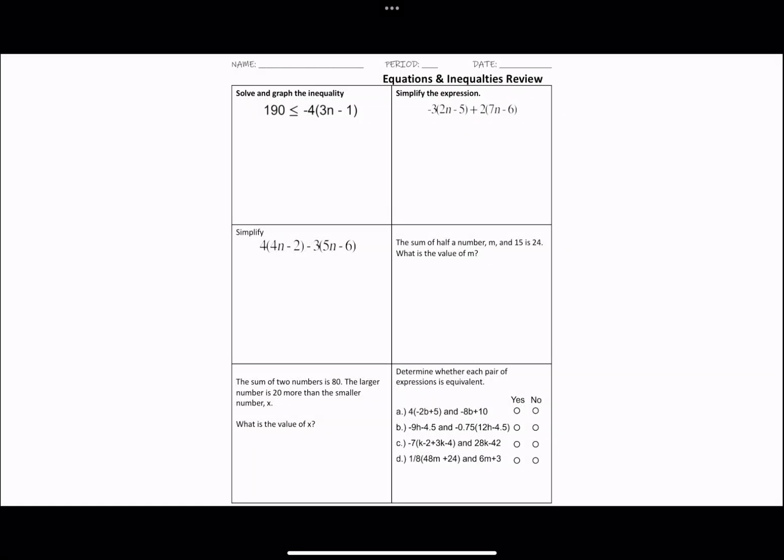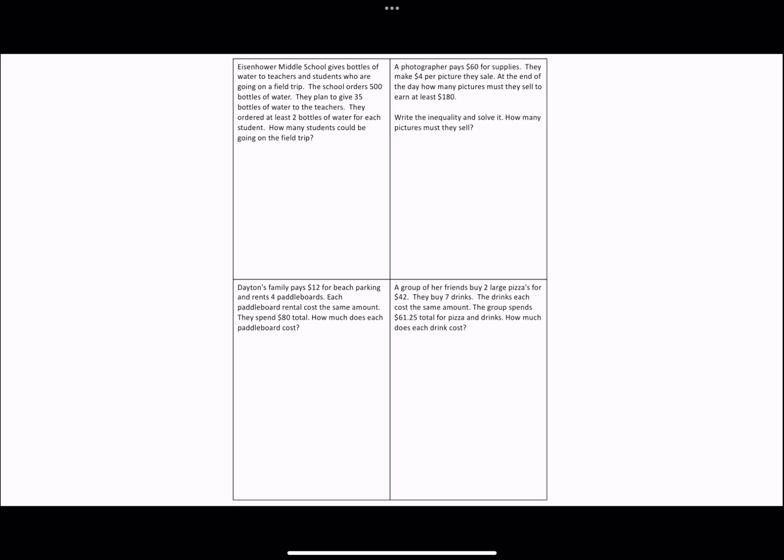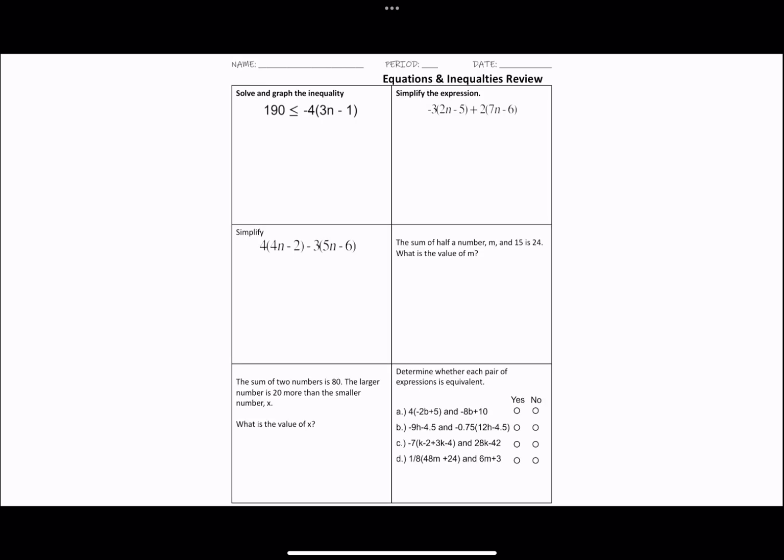All right, so here's the review for a test that we'll be taking soon. We're going to review solving, graphing inequalities, simplifying expressions, so on and so forth, just throughout this review, including some word problems. So we're going to go ahead and jump right in. Remember that you should be pausing the video to write things down. Don't just pause and copy everything down. Listen to what's going on here, so that you understand everything that you need to understand for this class.